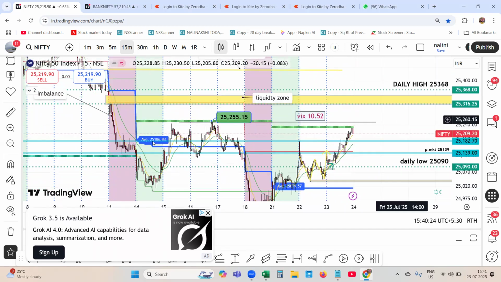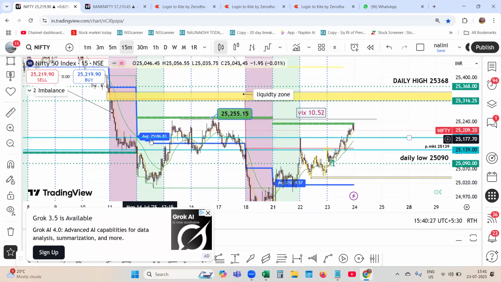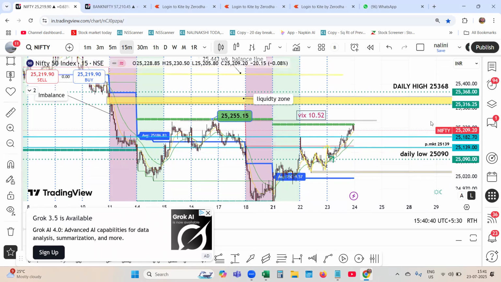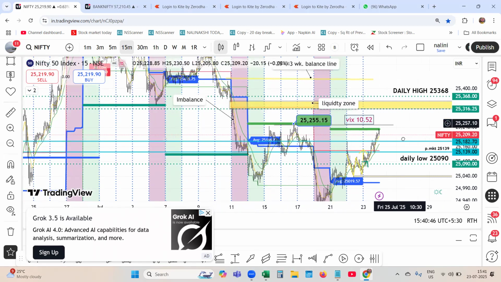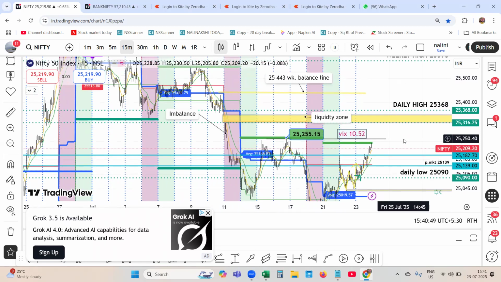Once it crosses the 25,186 balance level, the next balance level is placed around 25,368. And also, coincidentally, there is a liquidity zone over there. The market can go past this level and go to this level. Is it reversal? No. Why? Because the market has broken down from this level.